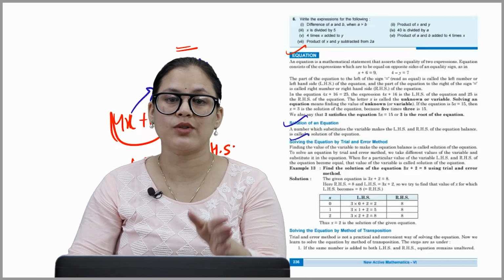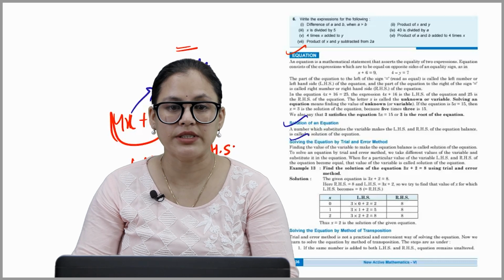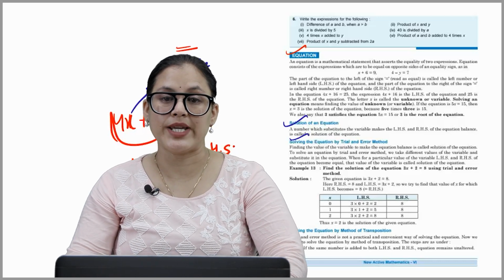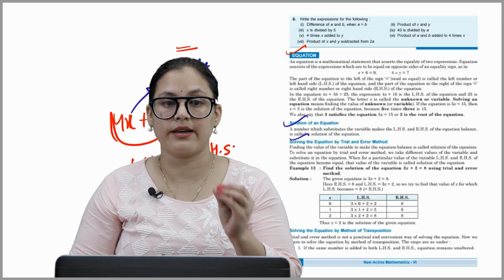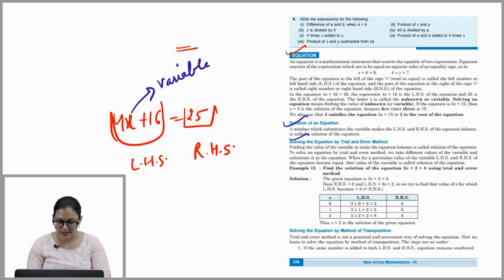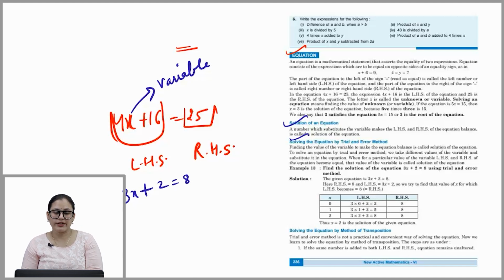That value of the variable is called the solution of the equation. Example 13: Find the solution of the equation 3x + 2 = 8 using the trial and error method. So here is the equation given to you, 3x + 2 = 8. We will put values of x starting from 0 till we get both sides equal, that is LHS and RHS.